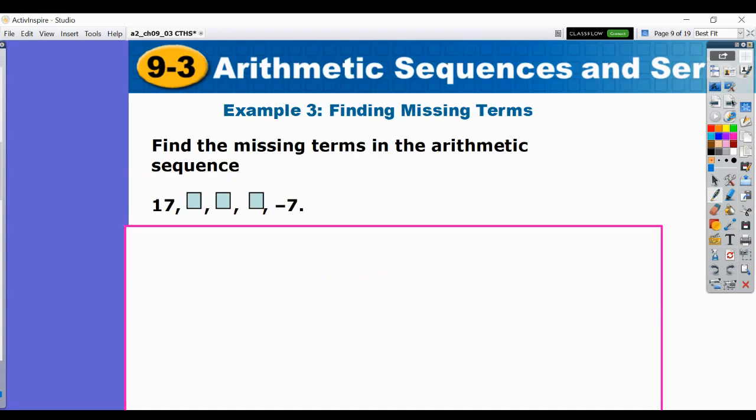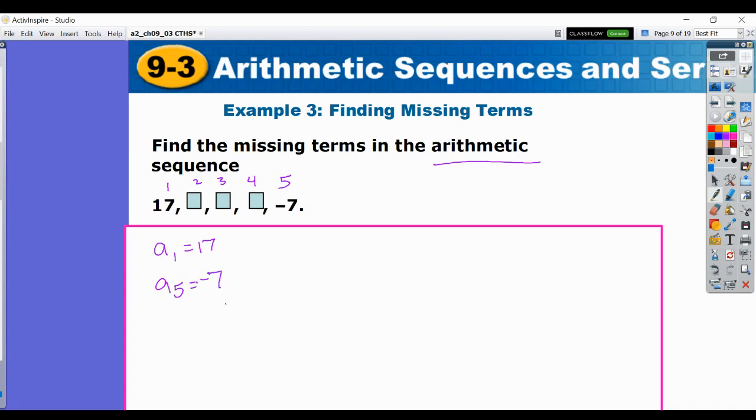Okay, this is a little different. Now I'm missing the middle part of my sequence. I know the first and another term, but I don't know what's in between there. So they're telling me that it's arithmetic, so there's no guessing there. What I know is the first term, and I know the fifth term, right? 1, 2, 3, 4, fifth term. I know the fifth term is negative 7.